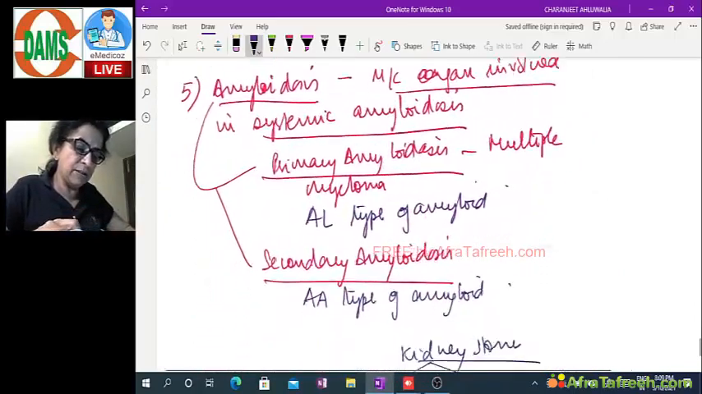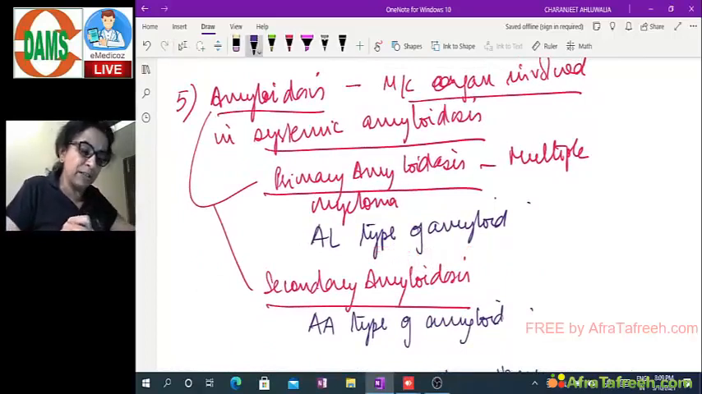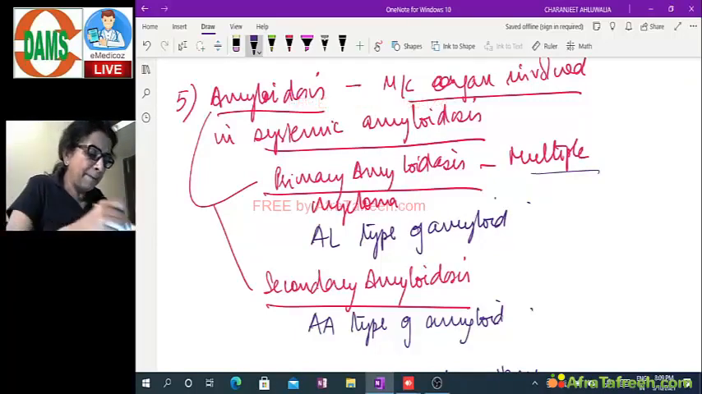Diabetes and amyloidosis. Kidney can be involved in systemic amyloidosis. Amyloidosis can be primary, which is seen in multiple myeloma, where AL type of amyloid is deposited in the kidney, or it can be secondary. AL type of amyloidosis occurs in multiple myeloma, and secondary amyloidosis I have taught in the amyloid chapter, so I did not elaborate. AA type of amyloid is deposited in the kidney.